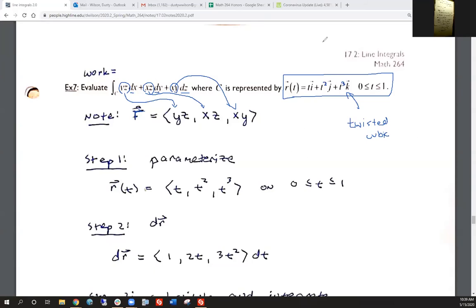Something like that. But the rest of it is just a bunch of writing. So the main part is, do you recognize what your function is? Do you recognize what your r is? You've got your parameterization, you've got your dr, and then you just plug and play.